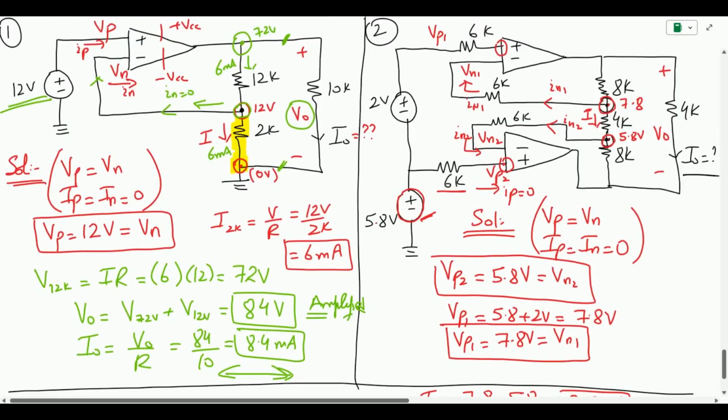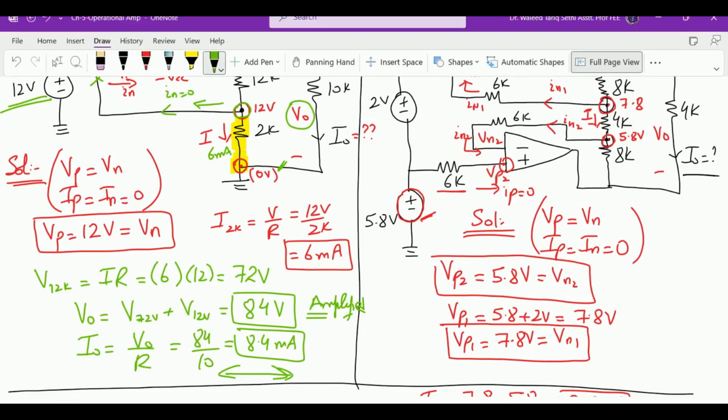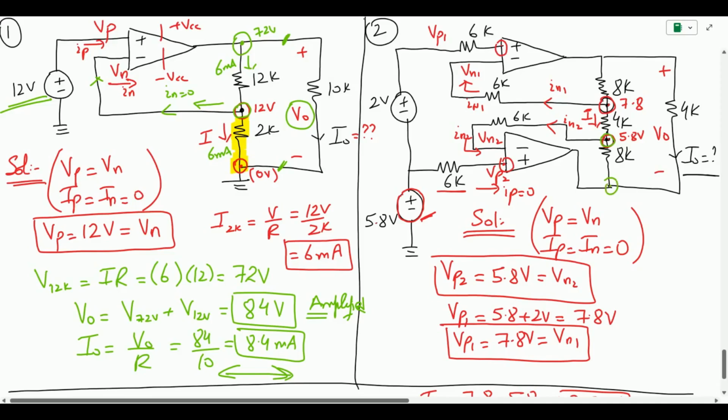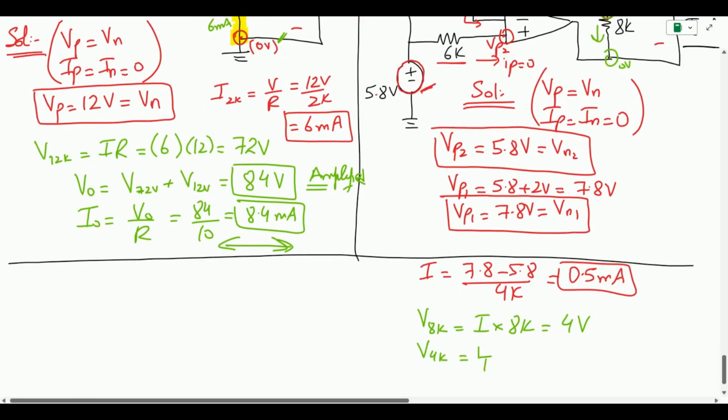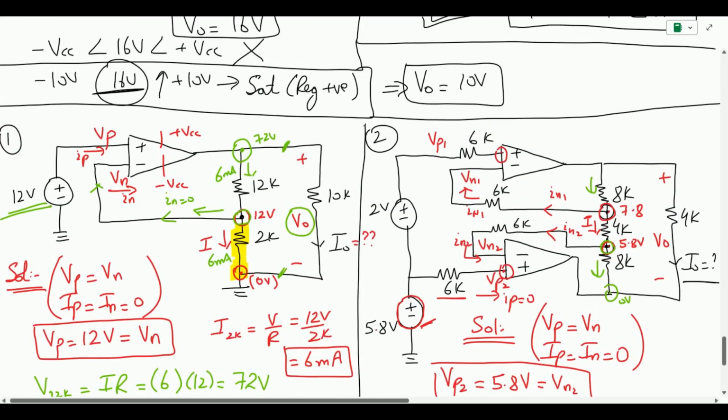Again, according to the KCL principle, if the current is entering over here, this is at 0 volt, the same current will go over here, and the same current is over here. So if I want to find the voltage at the 8 kilo ohm, it is going to be current multiplied by 8K, which is 0.5 into 8, 4 volts. Voltage at 4K is going to be current multiplied by 4K, which is going to be 2 volts. So in total, the output voltage is going to be the sum of voltages in this vicinity.